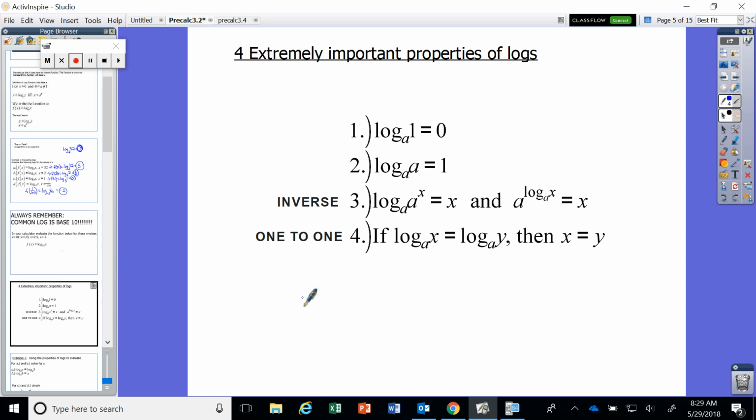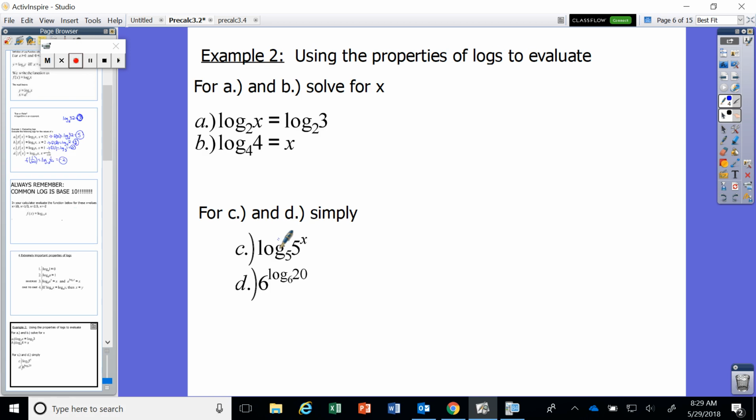And then lastly, for the one-to-one property, if log with base a of x is equal to log of base a of a different value y, the only way this happens is if x and y are equal to each other. Okay, that's the only way that this happens specifically. So how can we utilize this in some more application-based stuff?